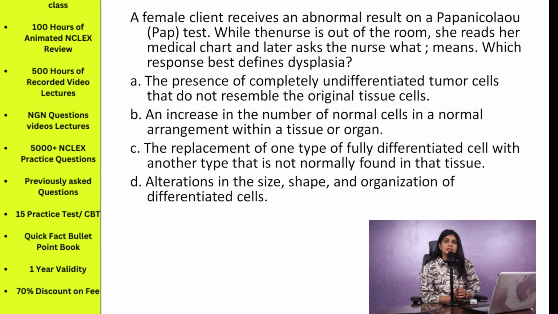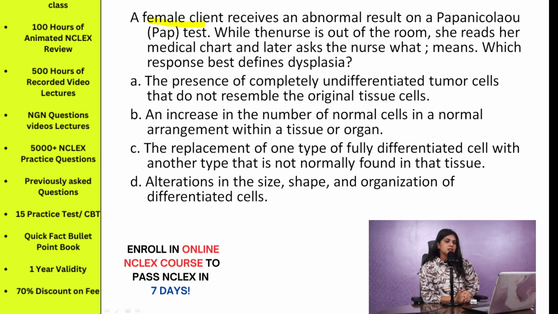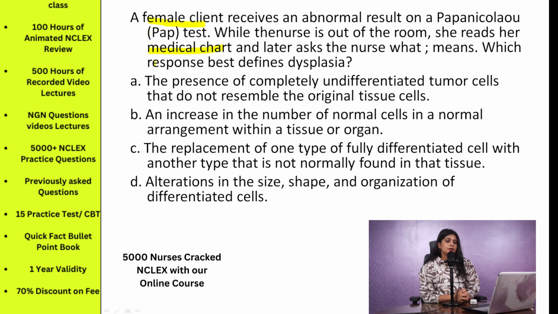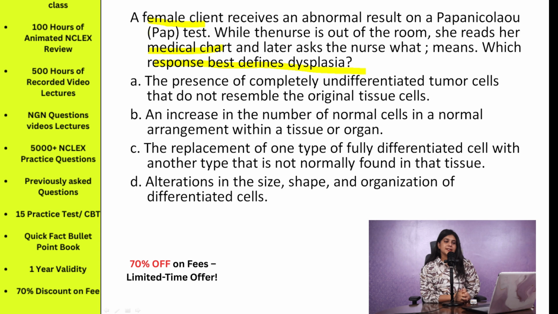Now, let's begin today's video on oncology NCLEX questions. A female client receives an abnormal result on a Papanicolau test. While the nurse is out of the room, she reads her medical chart and later asks the nurse what dysplasia means. Which response best defines dysplasia?